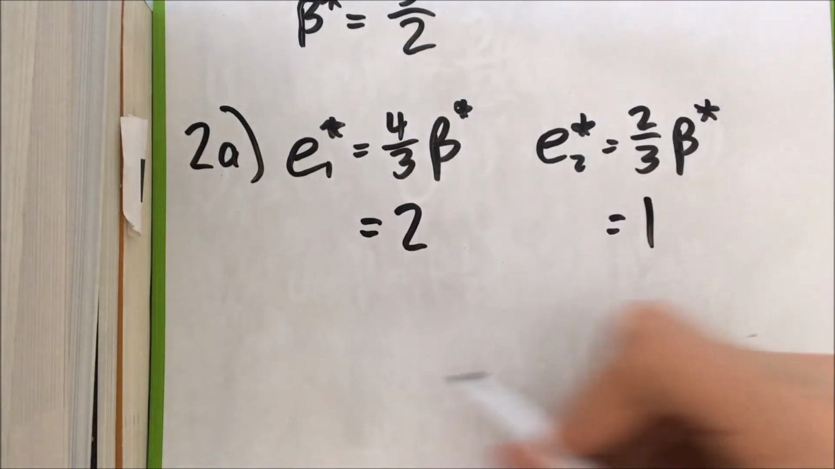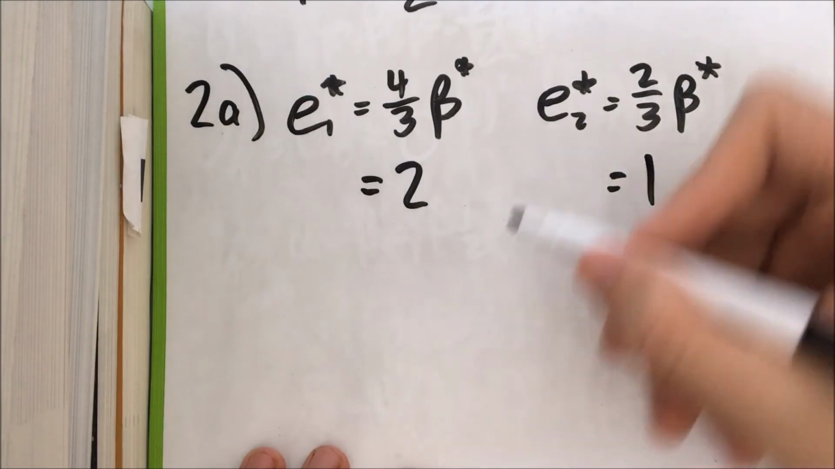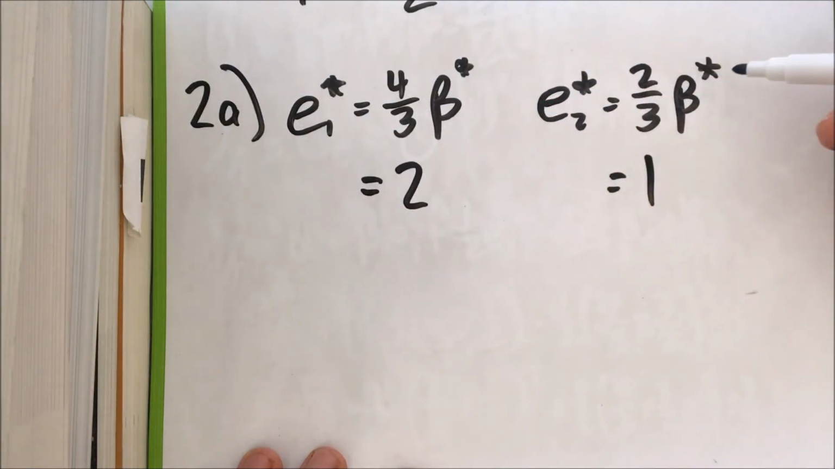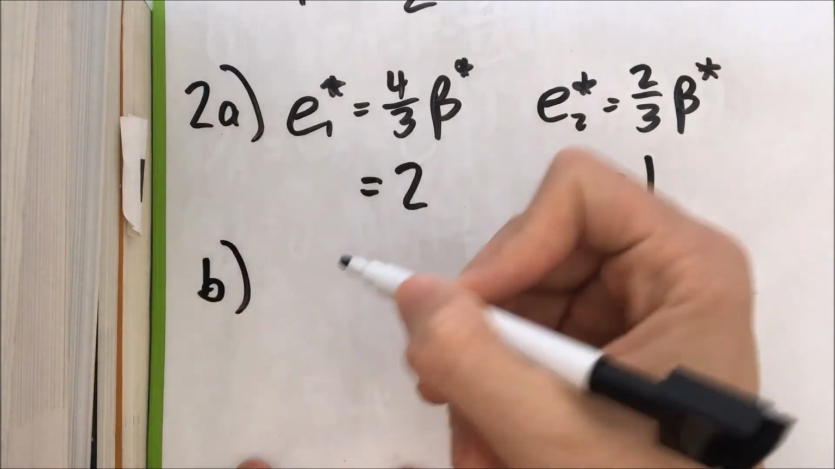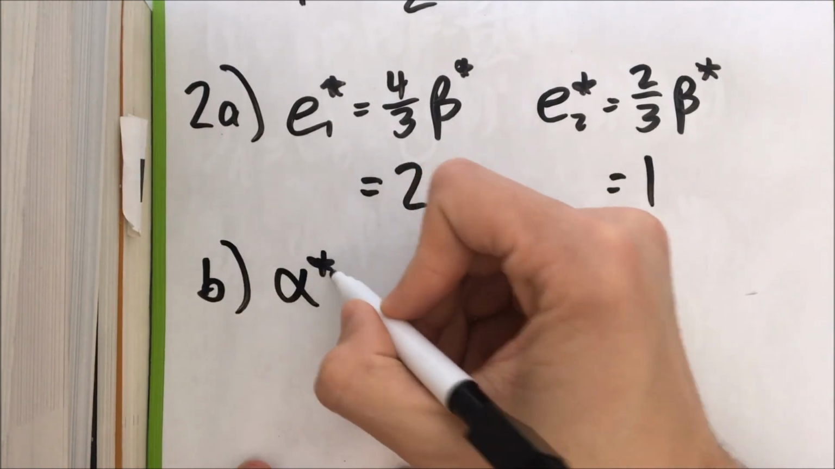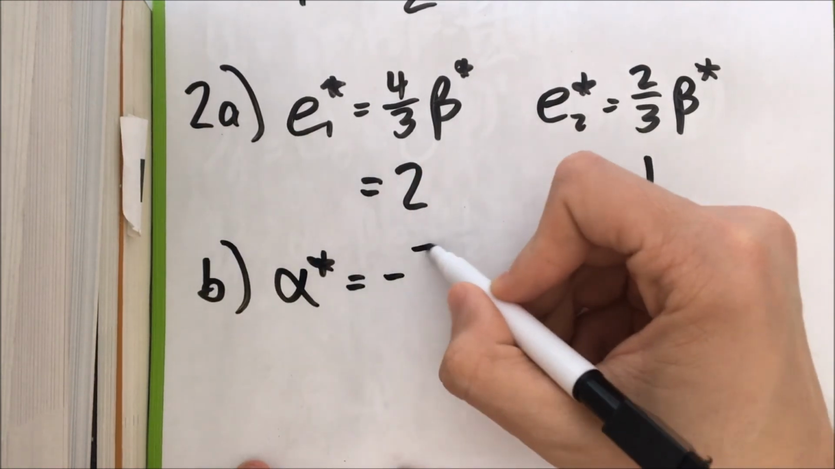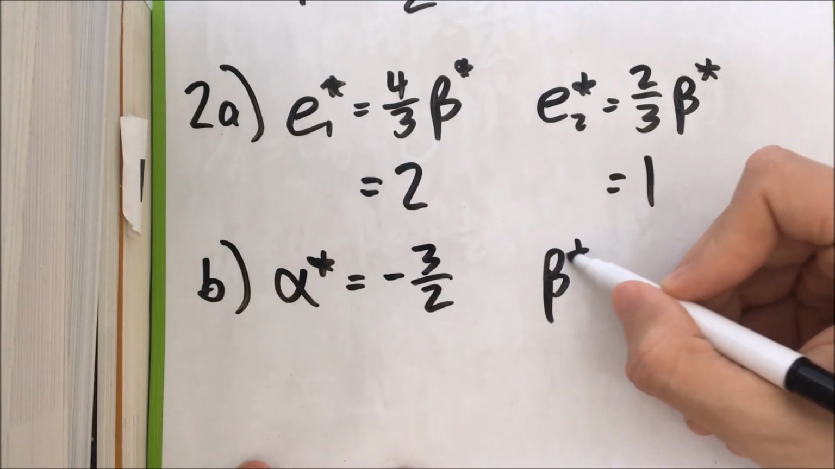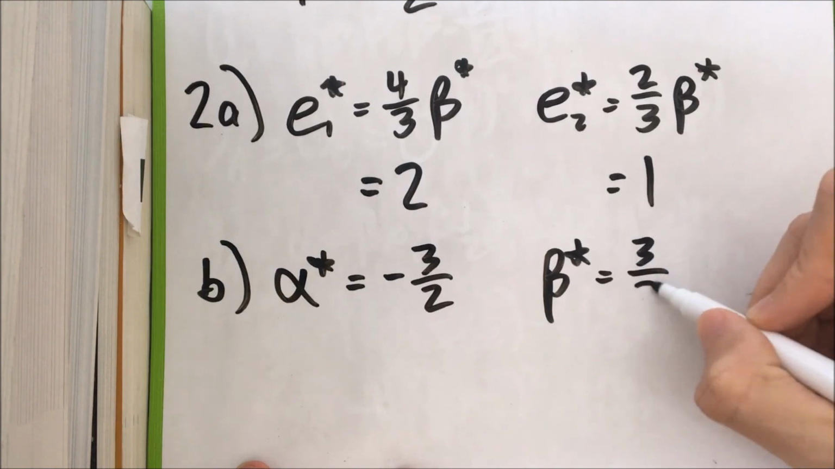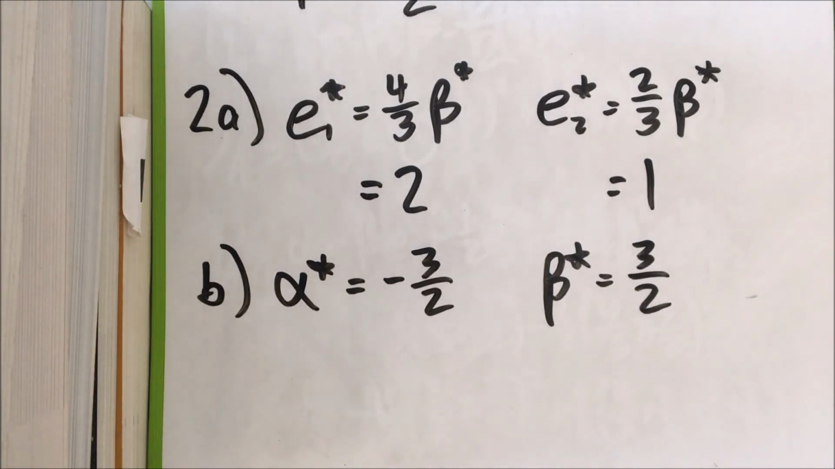So these are the effort levels that the agent will put in, although this is really the answer to maximize the agent's utility. And then for the principal, the answer is negative 3 on 2 for the fixed payment, and 3 on 2 for the bonus. Okay, these are your answers. You've answered the question. Thanks for watching.